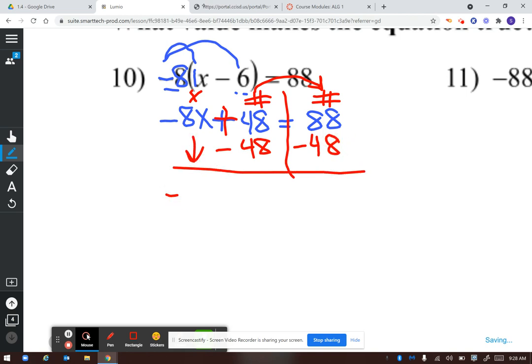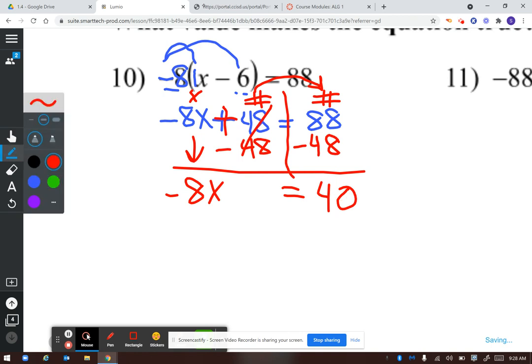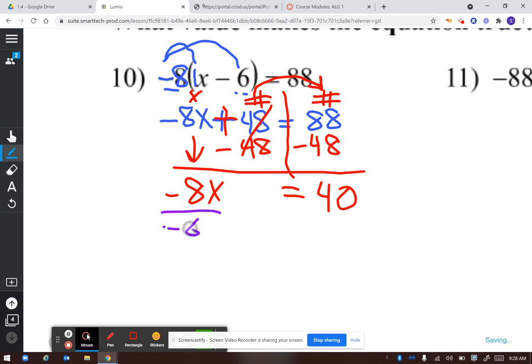Drop this down. Negative 8x. These go to 0, is equal to 88 minus 48, which is 40. And then the very last step is going to be to divide by the coefficient. The coefficient means the number with x. Negative 8 divided by negative 8 is 1x. And divide by negative 8. 40 divided by negative 8 is negative 5.